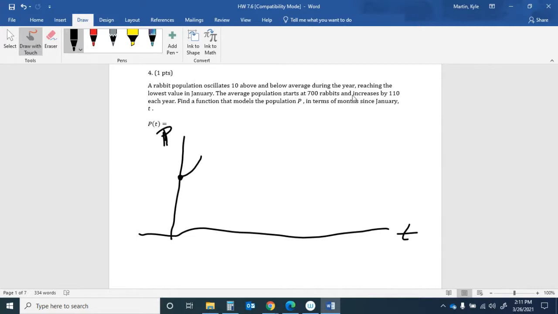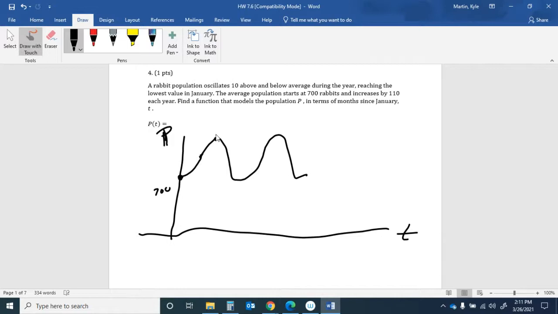All right, so let's first ignore this increasing by 110, because that's a whole other level of complexity. Let's just figure out what it would mean without that bit. So my minimum would be here at 700. It oscillates 10 above and below average during the year, and this is a minimum. So then I'm going to hit a peak, come back down, hit another minimum, hit a peak, then a minimum.